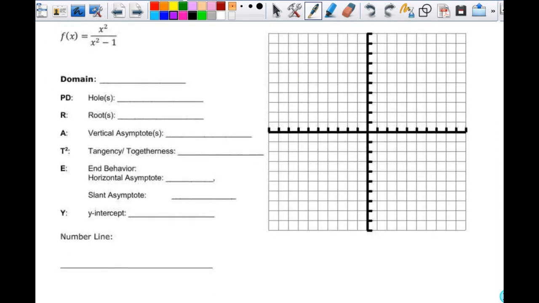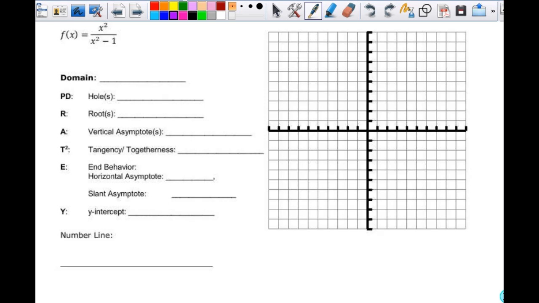All right, next one. So I factor what I can factor. Can't factor the numerator, obviously, so this is just x squared over, I can factor this. This becomes x plus 1 times x minus 1. So my domain is the set of all x's such that x cannot equal plus or minus 1. All right, I cannot reduce anything, so I have no holes. It would be none. Roots are 0. Vertical asymptote, x equals -1, x equals 1.